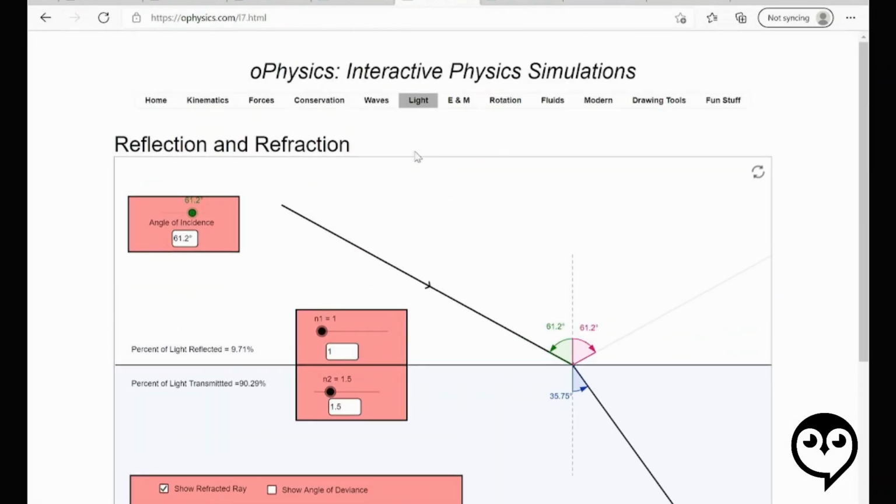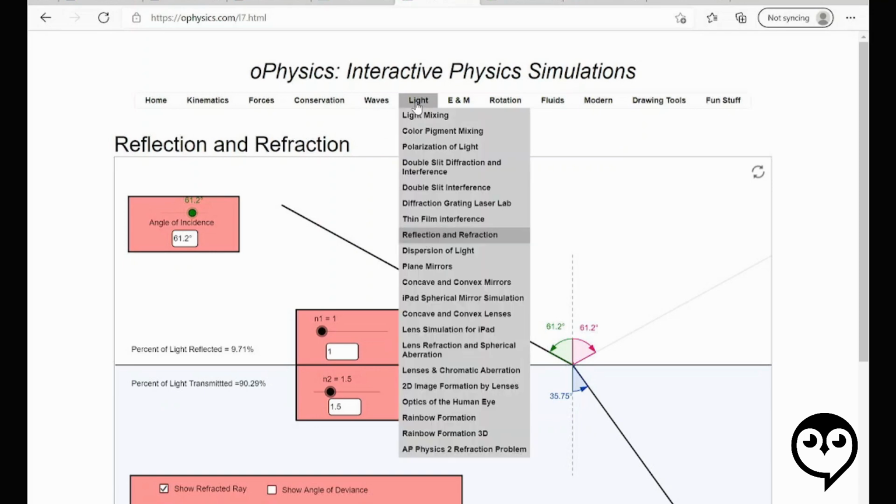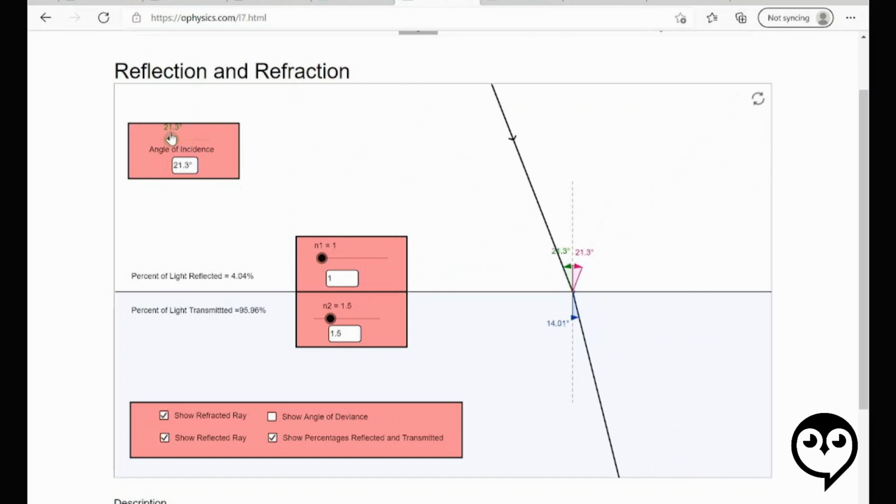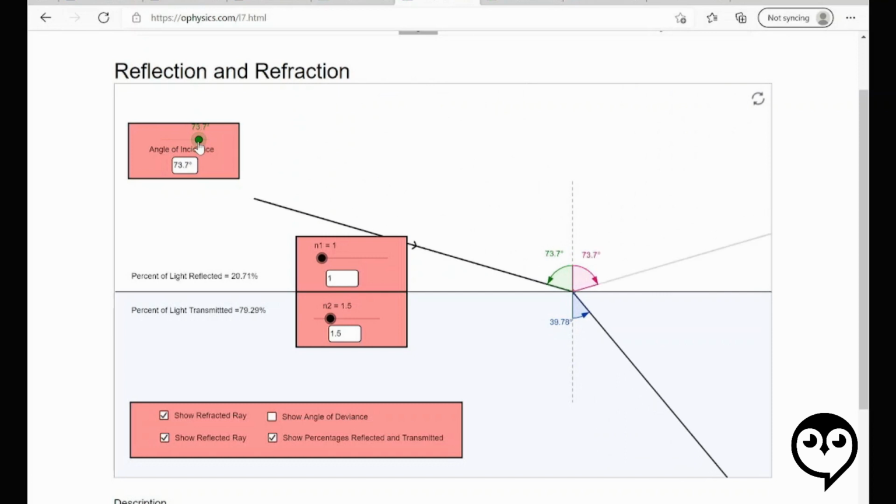If you take a look at the O Physics website, reflection and refraction in the light category, you can see here that if I change what the angle of incidence is, and if I make it larger and larger and larger, you can see how they talk about the percent that is reflected and the percent that is transmitted. Yeah, there's always a bit that gets reflected, because this is why we can see off the surface of water, for example. Okay, this is why we can see the reflection off the glass. But a lot of it gets transmitted.